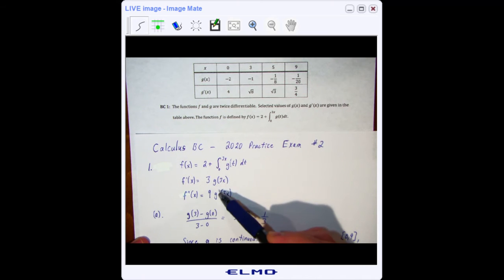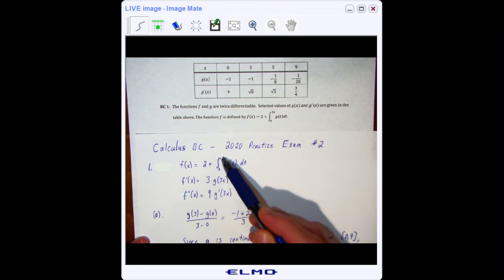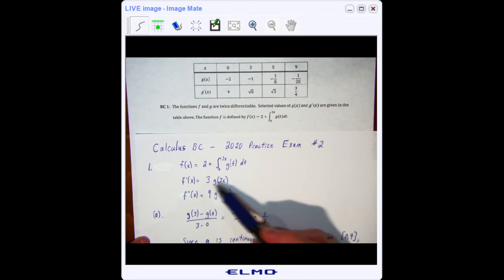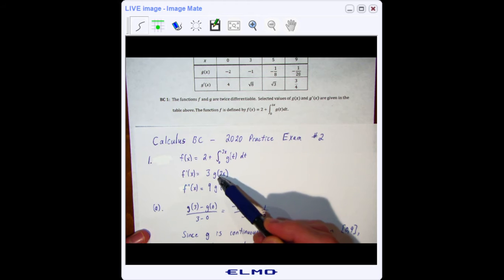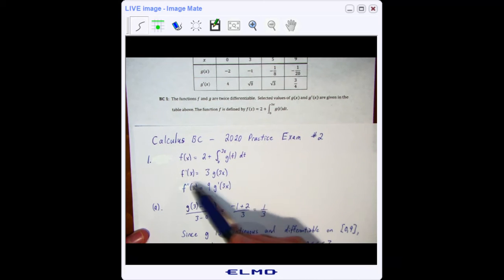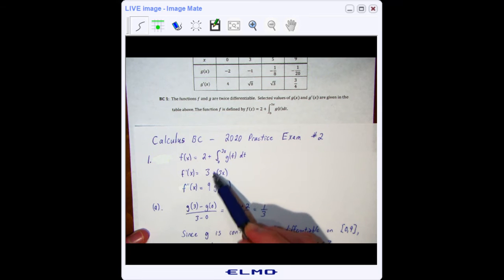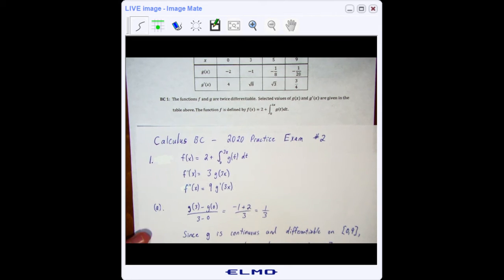So the first derivative, use the Fundamental Theorem of Calculus, the derivative of 2 is 0, and then just plug in the 3x for the t, so it's g of 3x, but the chain rule says multiply by the derivative of 3x, which is 3. So this is f prime of x. And then f double prime of x, do the chain rule again, it's going to be g prime of 3x times 3, which gives you the 9 out in front.